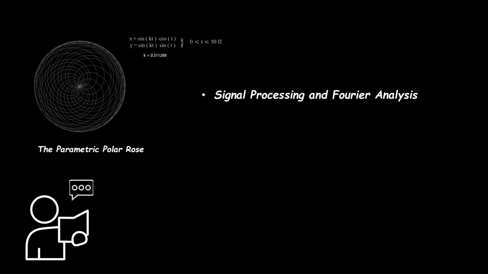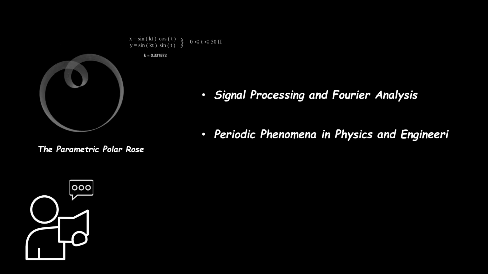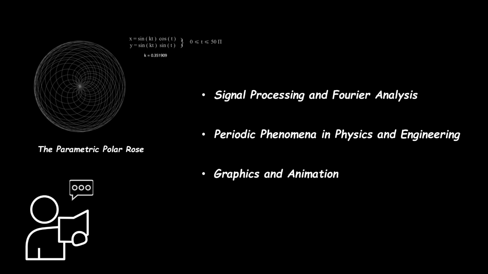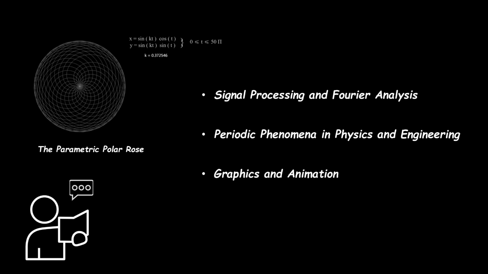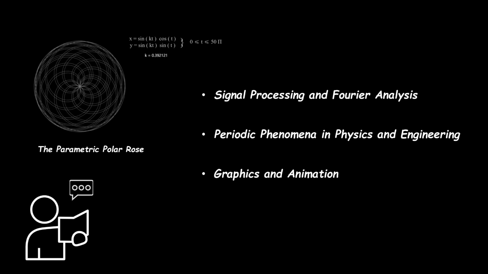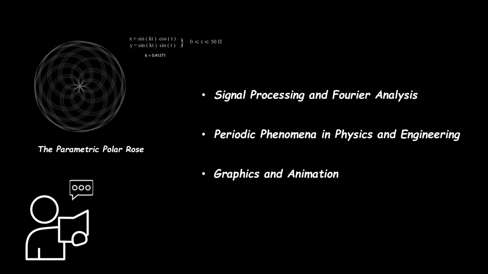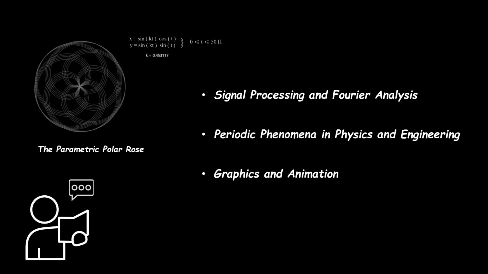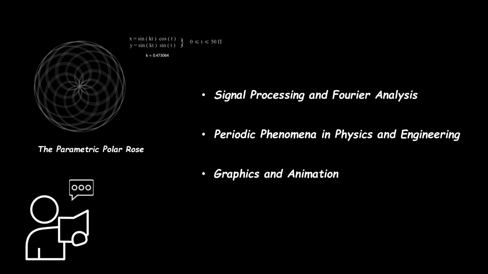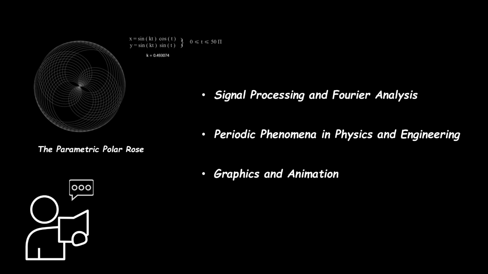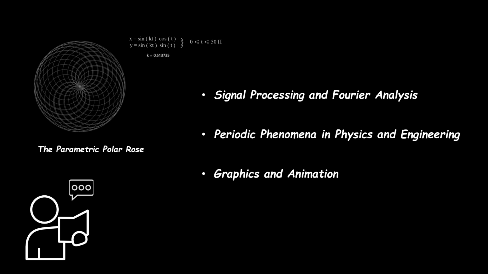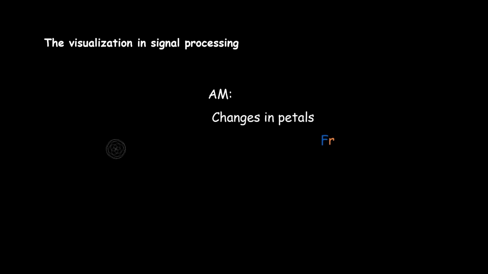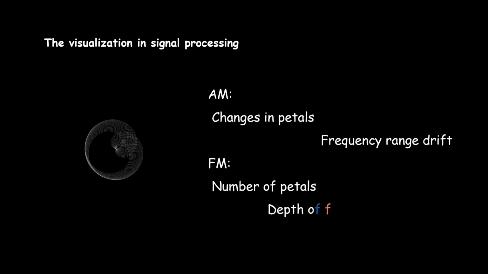Its periodicity not only holds aesthetic value, but also has practical uses in analyzing waveforms and vibrations, describing phenomena like mechanical oscillations, light, and sound. Additionally, parametric formulas like this are widely used in computer graphics for creating visually striking animations. The parametric polar rose graph visually represents signal periodicity and symmetry.